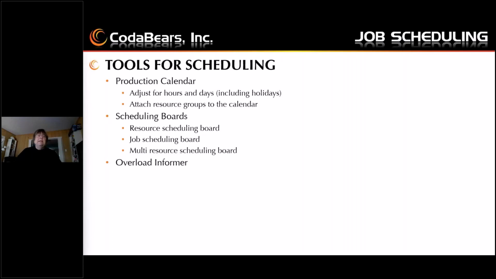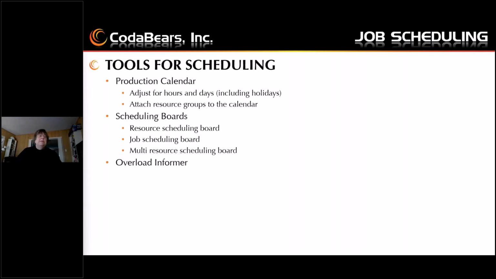We also want to put holidays in there because the system is going to take a look at how many work hours we have available and then try to schedule those jobs during that time period. We also want to attach our resource groups to the calendar. As I said, that would have to do with things like your welding group might have a different production calendar than your CNC group.